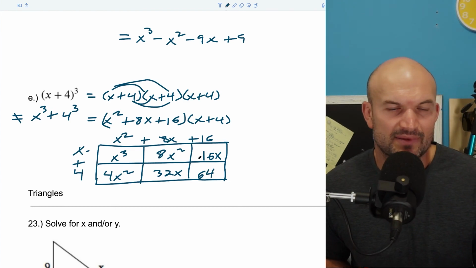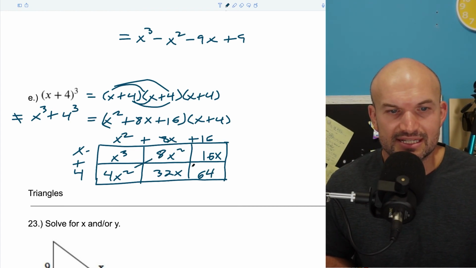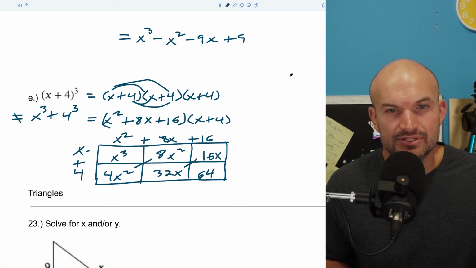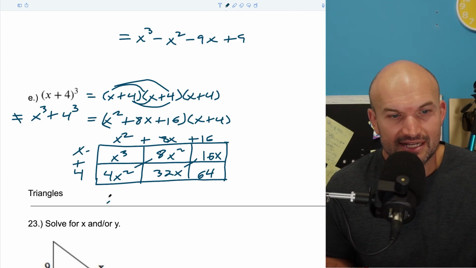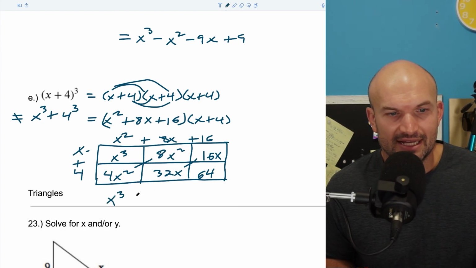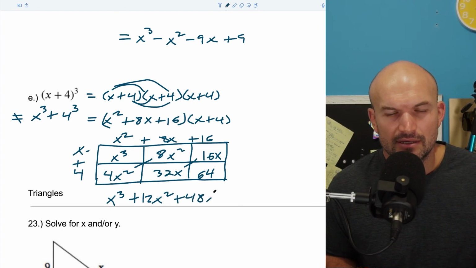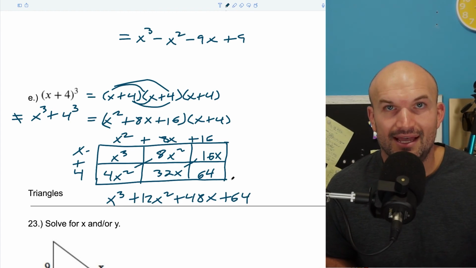So the thing I like about the box method is it just groups things. As long as everything's in descending order, everything is grouped on the diagonal. So therefore now I can write my final answer here as an x cubed, 4 plus 8 is going to be a plus 12x squared, 32 and 16 is going to be 48, and then plus 64. And voila, we're all done.